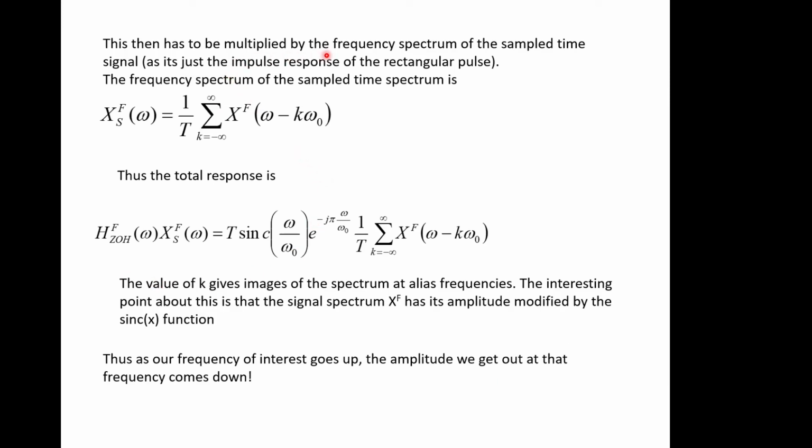And then we multiply that by the frequency spectrum of the sampled time signal, and this ends up giving us, so the frequency spectrum of the sampled time signal is given by this, and we end up then with the overall response of our function looking like this. And the interesting thing to notice here is that we now have a sin x over x response here, modifying the frequency response of the whole signal.